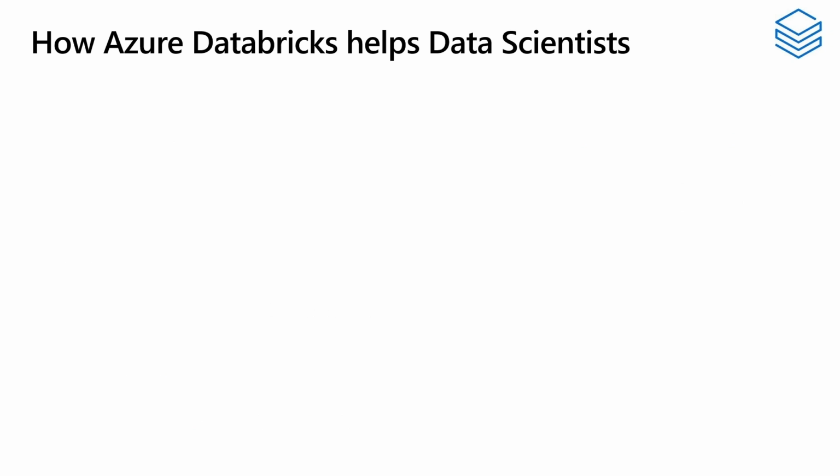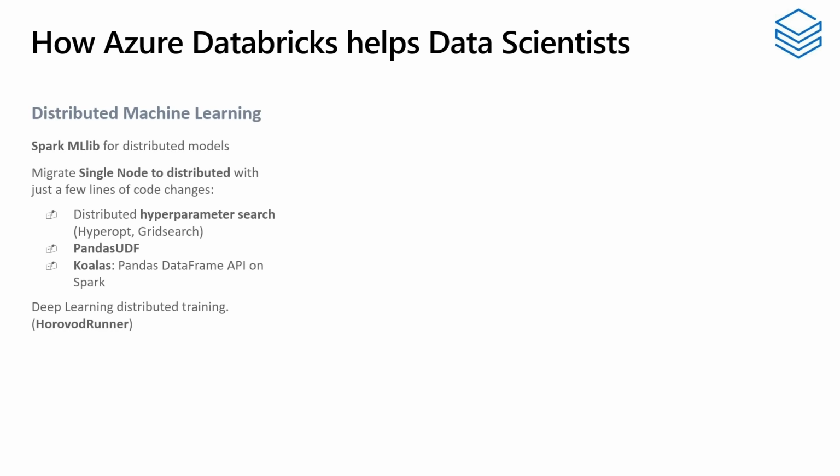Let's continue to look at different ways in which Azure Databricks helps data scientists. You can do distributed machine learning over really large sets of data using Spark MLlib. And as mentioned in the previous slide, also migrate single node to distributed code easily with few changes. The Koalas project is really interesting. It makes data scientists productive while interacting with big data, where they can literally just bring in their pandas code and have it work on Spark with minimal changes.